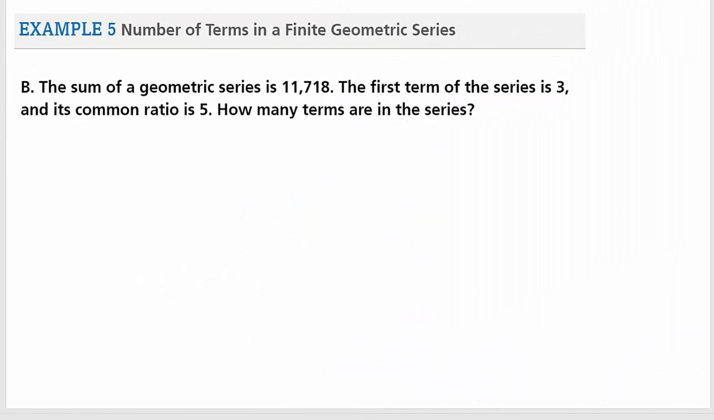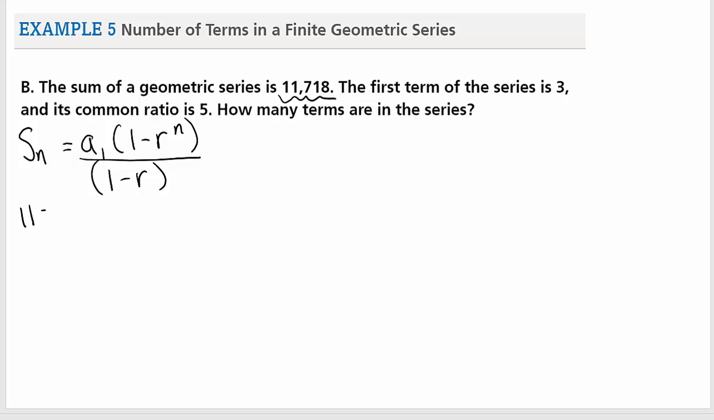In part B of example 5, we're asked again to come up with the number of terms. The difference here is instead of getting a series written out with the value of the terms, they're giving us the value of the sum. The sum is 11,718. Because they're giving us the sum, we will use our sum formula. So let's plug in what we know. The sum, the value of the first term is told, it's 3, and we're also told the common ratio.